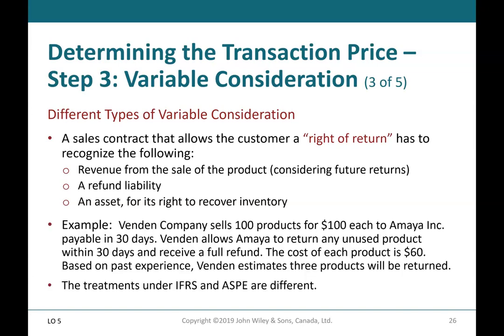Example: Vendon Company sells 100 products for $100 each to Amaya Inc., payable in 30 days. Vendon allows Amaya to return any unused product within 30 days and receive a full refund. The cost of each product is $60. Based on past experience, Vendon estimates 3 products will be returned. The treatments under IFRS and ASPE are different.